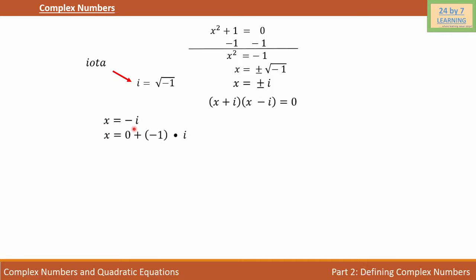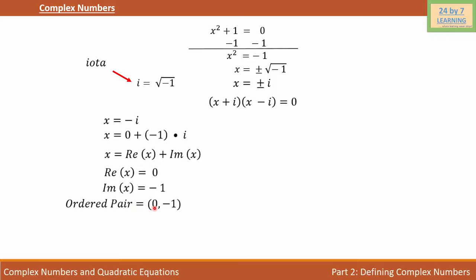If I rewrite this expression, I can write x is equal to 0 plus -1 times i, where this is my real part of the complex number and this is my imaginary part of the complex number. Always remember that the imaginary part of the complex number is always with i. So I can write x is equal to real of x plus imaginary of x. If I compare these two, I can write real of x is equal to 0 and imaginary of x is equal to -1. If I want to rewrite the real and imaginary parts of the complex number as an ordered pair, I will write the ordered pair as 0, -1.